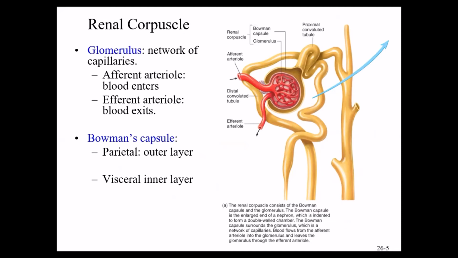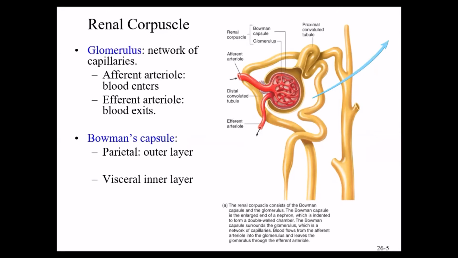The glomerulus is a set of capillaries where the filtration process takes place. In this diagram, you see a cross-section of the Bowman's capsule, or a cross-section of the renal corpuscle. The Bowman's capsule is on the outside, and on the inside you see the glomerulus. All of the little capillaries inside are called the glomerulus, or sometimes the glomerular capillaries.